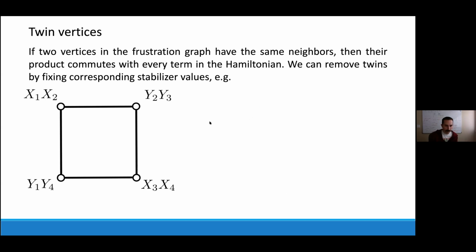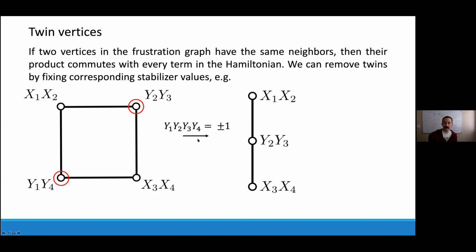So here's an example. This is, again, our pseudo XY model, but without the on-site Z terms. So what are some twins? The twins are going to be 2 vertices that have the same neighbors. So let's pick these 2. This term has x1, x2 and x3, x4 as its neighborhood, and y2, y3 has the exact same neighborhood. By this definition, that makes them twin vertices.